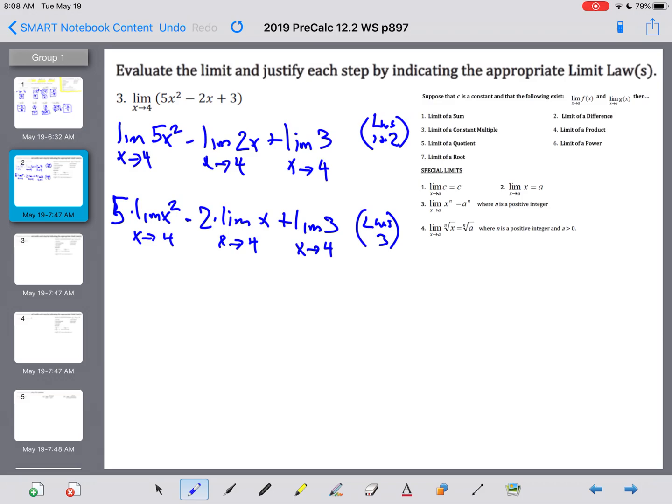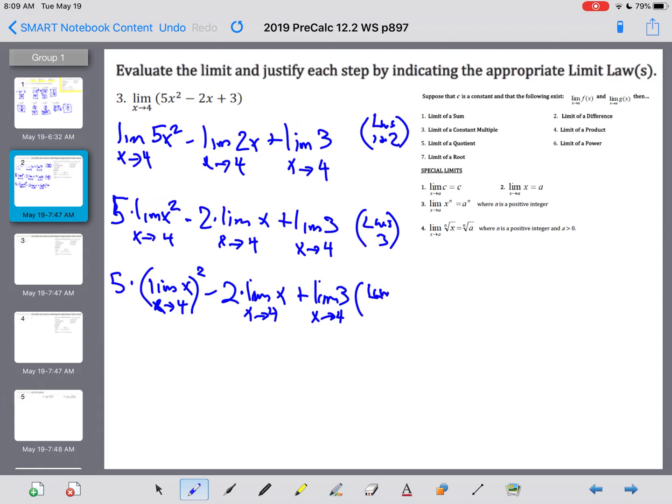Okay. Now I'm going to deal with this power. So I have 5 times the limit of x as x approaches 4, squared, and then these last ones kind of stay the same. So I'm just going to rewrite those. And I used the law of the limit of a power. So that's law 6.